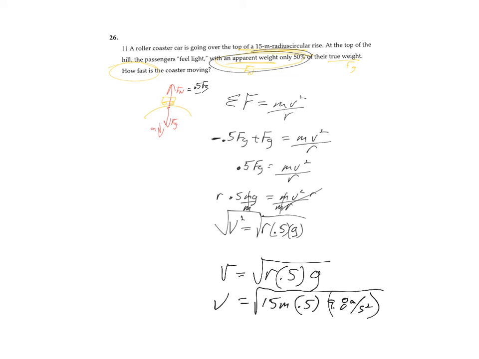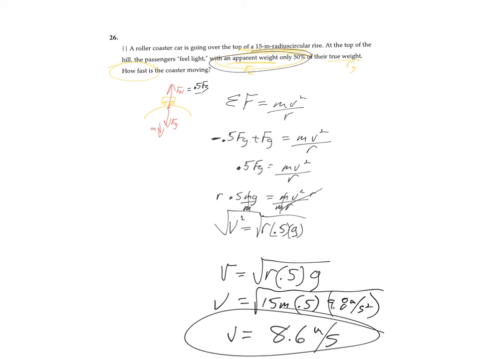And to the calculator we go. Square root the answer, and I get a velocity of about 8.5. I'll round that up to 8.6 meters per second. Woo woo?